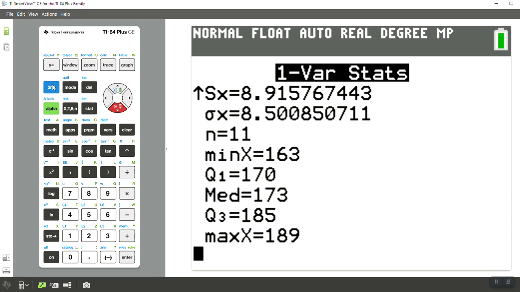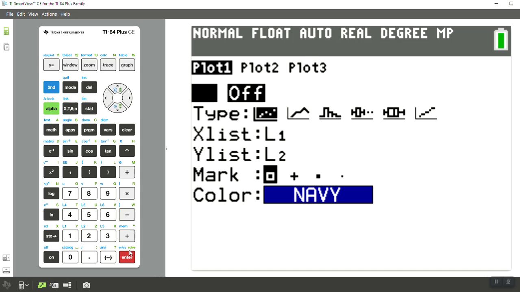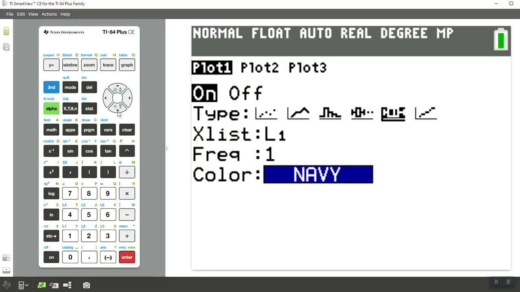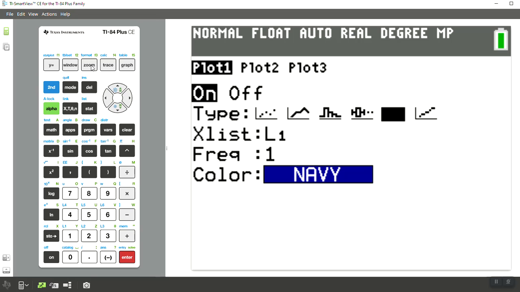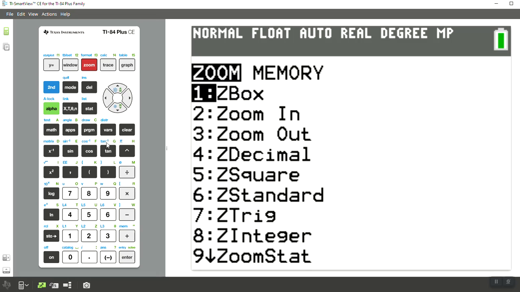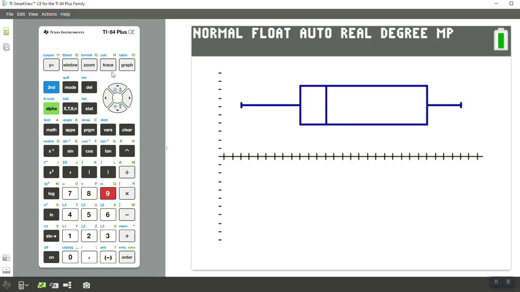And we can visualize that with a box plot. So if we push not y equals, but second y equals, I'm going to go in. And usually I use these stat plots for scatter plots. I am going to turn this on, but I'm going to go down and select the box plot or box and whiskers. And it will operate on that list one and do the box and whiskers in a navy color. I do want to zoom in on the stat plot, so it's important after turning the stat plot on to push zoom 9. And there's our box plot, or our box and whiskers, and we can trace on it, starting with the minimum value, quartile 1, median, quartile 3, and the max.